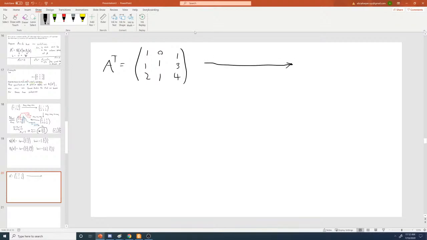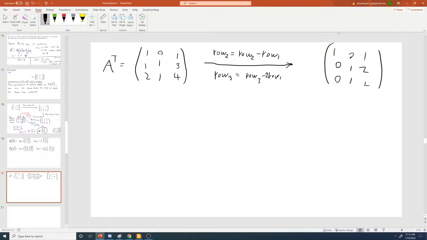So the first thing I'm going to do is set row 2 equal to row 2 minus row 1. I'm going to set row 3 equal to row 3 minus 2 times row 1. And this is going to give me the matrix 1, 0, 1, and then 0, 1, 2, and then 0, 1, 2.